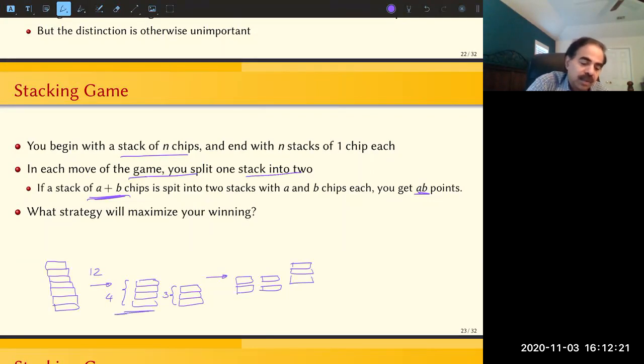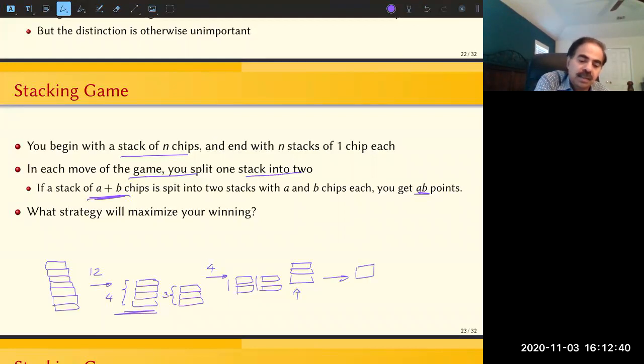Right. So you took a 4 and made it into 2 times 2. So you're going to get 4 points for this. Do you understand how the game works? Right. And then maybe you split this one now.